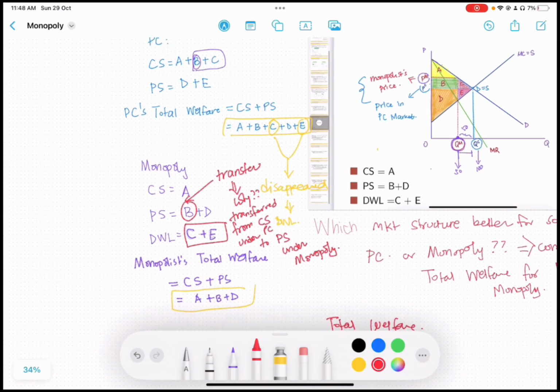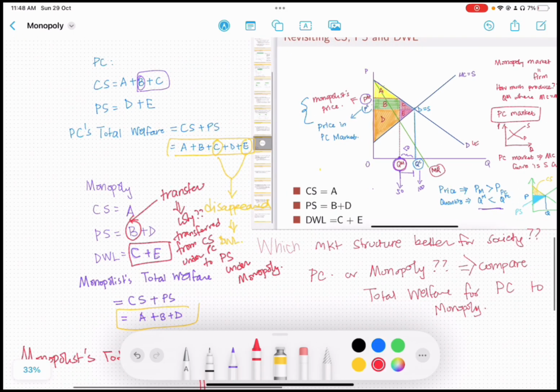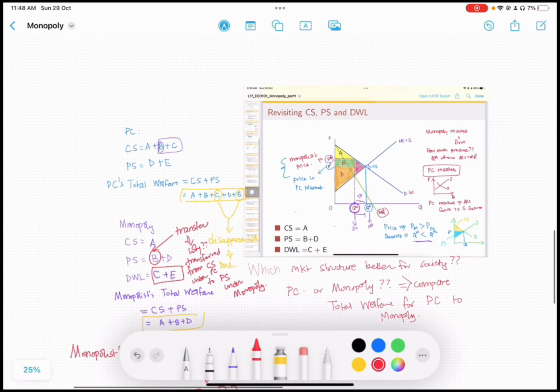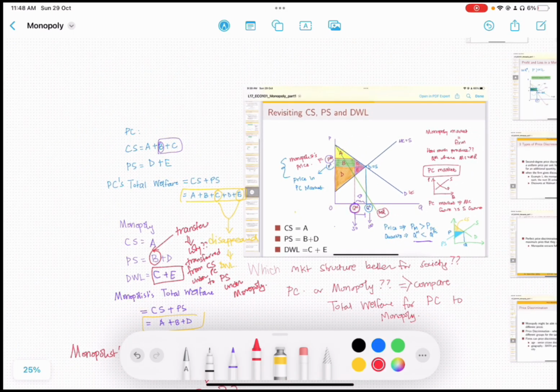Okay. So what you've seen here is that we can conclude that perfect competition is better for society than a monopoly, because if a perfectly competitive market shifts to being a monopoly, there's going to be deadweight loss.